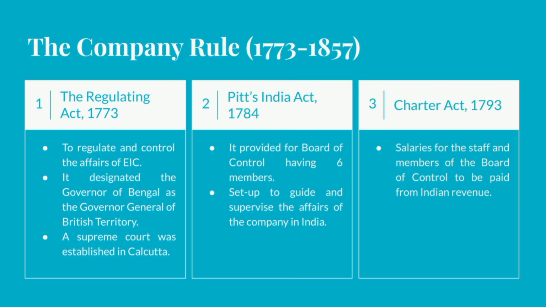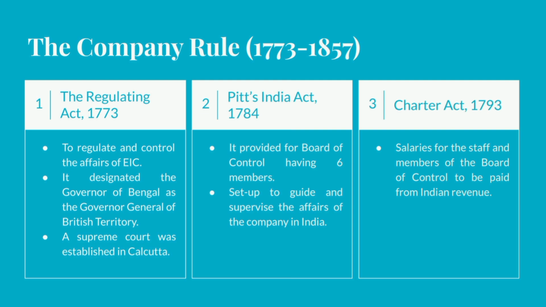Next we can go for Pitt's India Act of 1784. The main feature of this act was that it provided for a Board of Control having 6 members, set up to guide and supervise the affairs of the company in India. It created a Board of Control having 6 members, and this act was set up to guide and supervise the affairs of the East India Company in India.